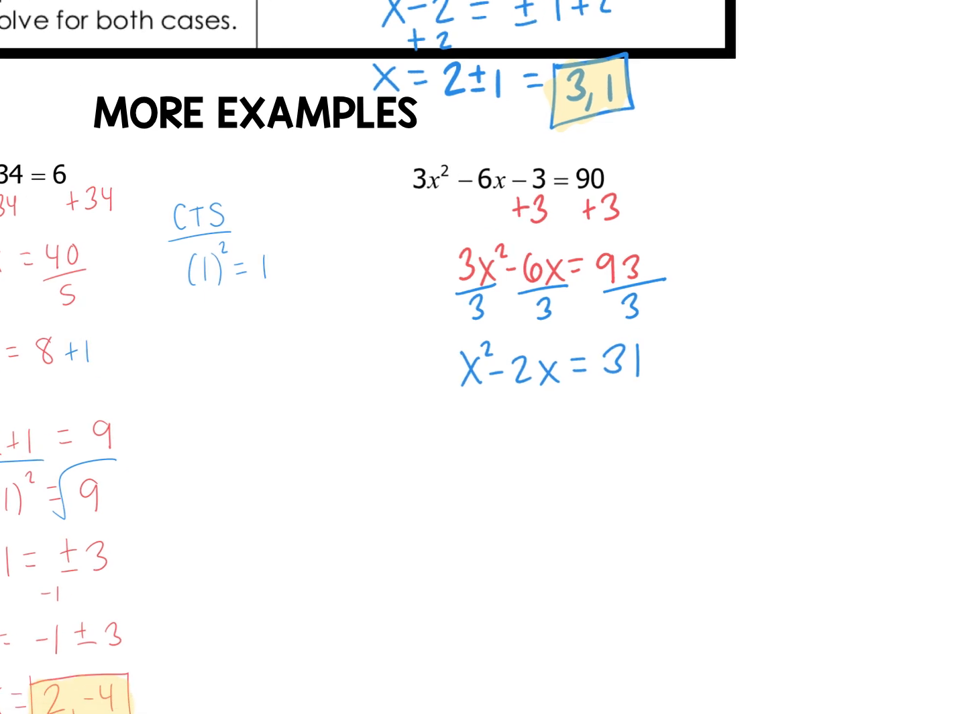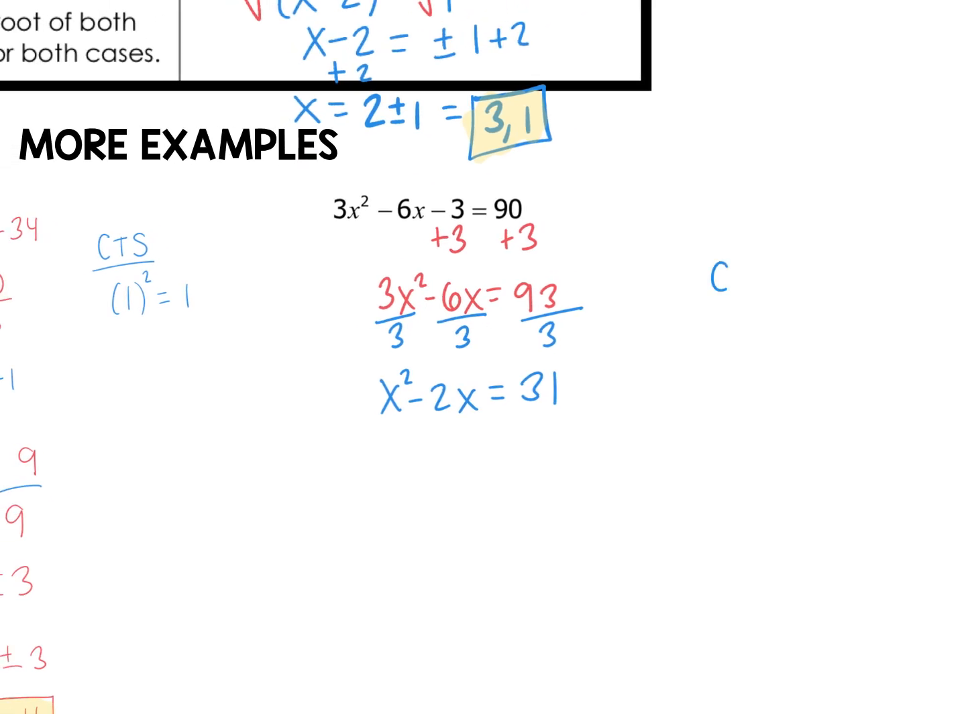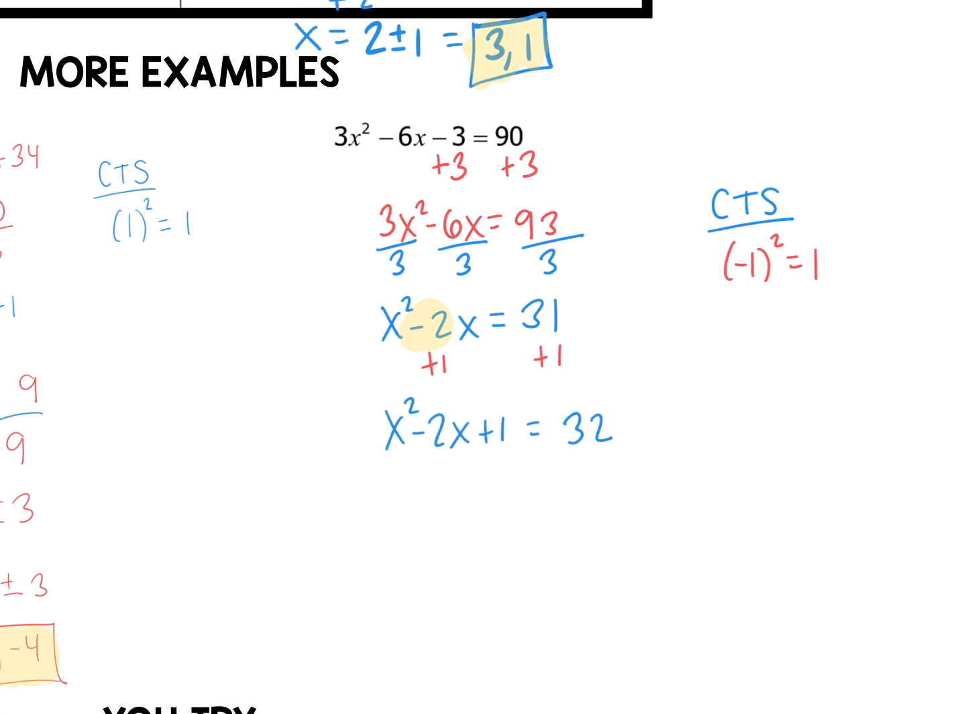Okay, now to complete the square, I'm going to write off to the side what I'm adding. So to complete the square, I take half of the b value. B is -2. So if we take half of that, we get -1. So to complete the square, we're going to add -1 squared to both sides, which again is +1. So I'm just going to add 1 to both sides here. So when I do that, I get x squared minus 2x plus 1 equals 32.